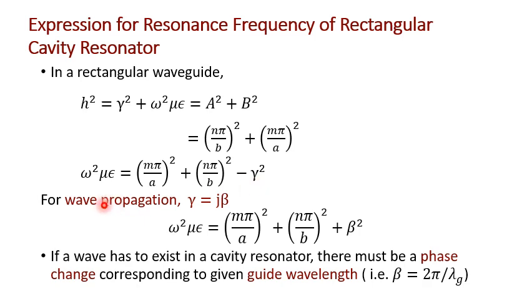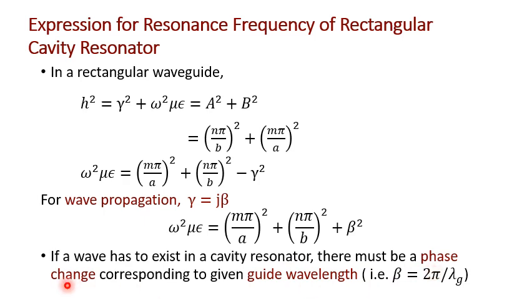If a wave propagates through the waveguide, there must be a phase change. So gamma must be equal to j beta, that means it must be imaginary. So you can write omega square mu epsilon must be equal to m pi by a the whole square plus n pi by b the whole square minus gamma square, which is minus j beta the whole square, or plus beta square.